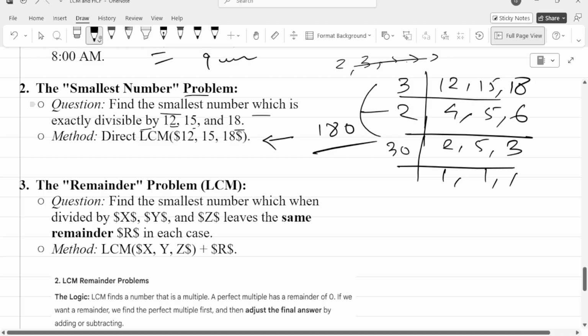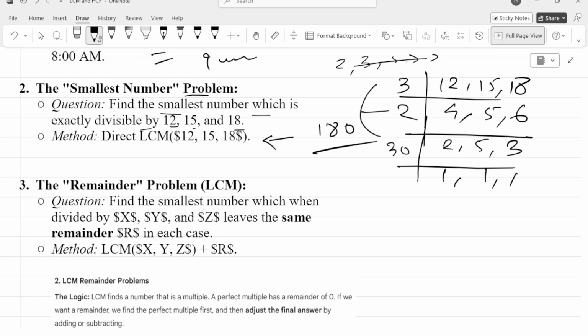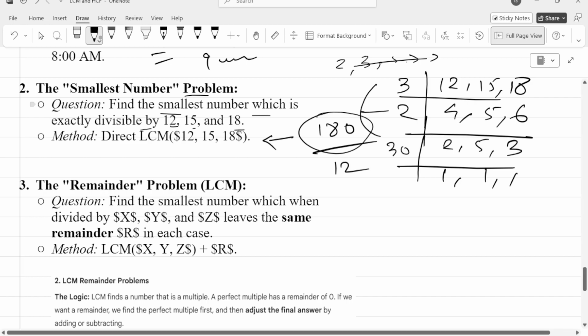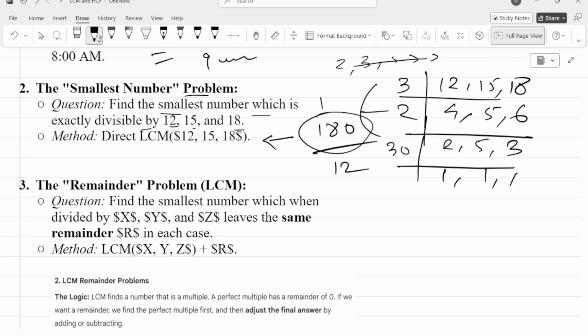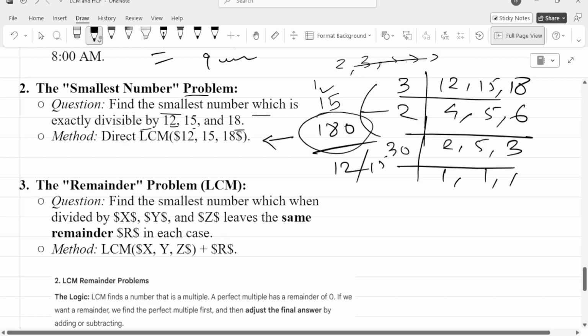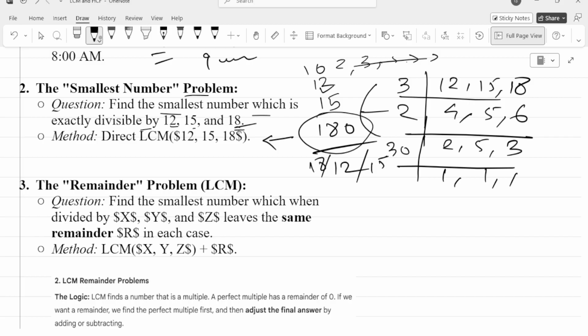That is the direct method. Now to check that it is the correct value, we divide 180 by 12: 12 ones are 12, 12 fives are 60, so it is divisible by 12. Now take 15: 15 times 12 is 180, so that is also divisible by 15. Now 18: 18 times 10 is 180. So you can easily verify whether it is a correct solution or not.